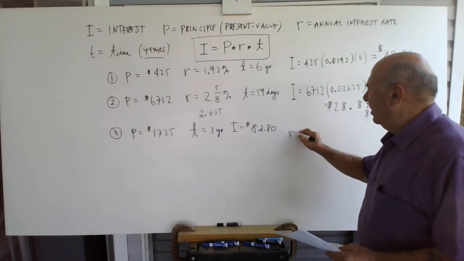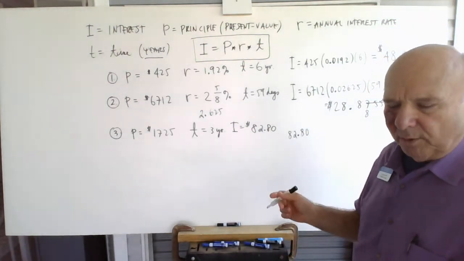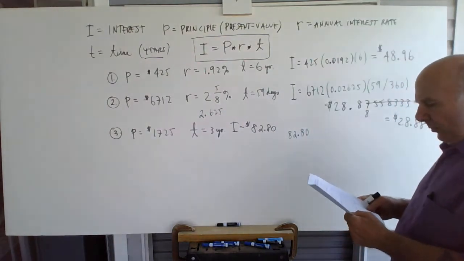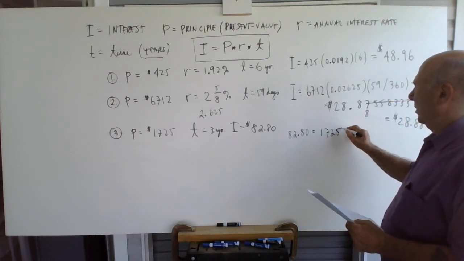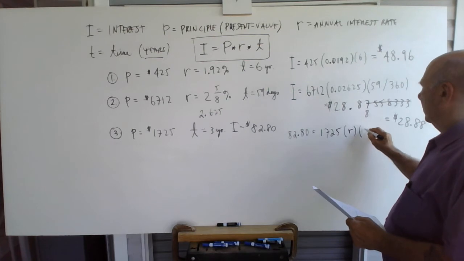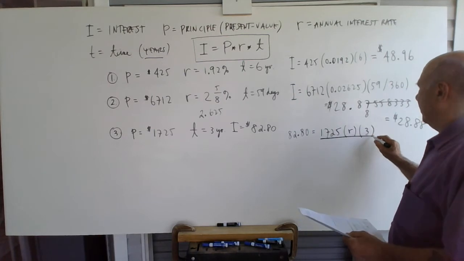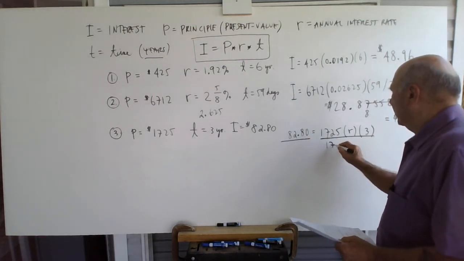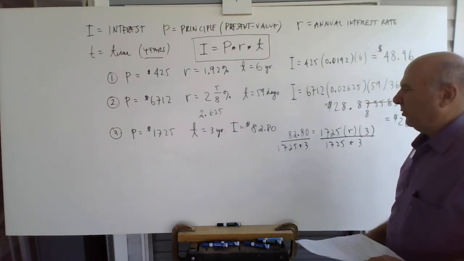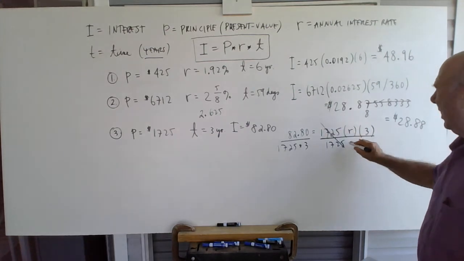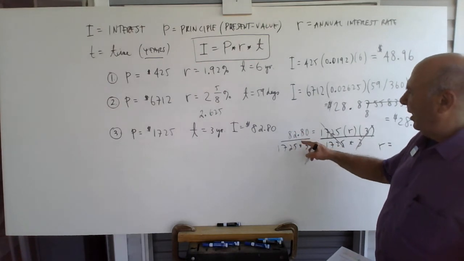So if I put in I, I'm not going to bother with the dollar signs because they'll cancel on both sides. So that equals P times R times T. The easy thing to do here numerically is just to divide both sides by 1725 times 3. So I divide both sides of the equation by the same number. On this side, those cancel, and so I have R equals 82.80 divided by this number.